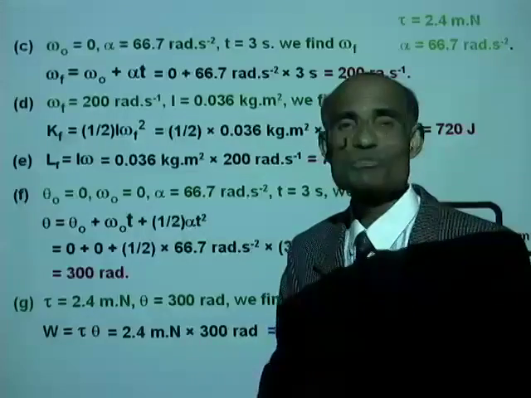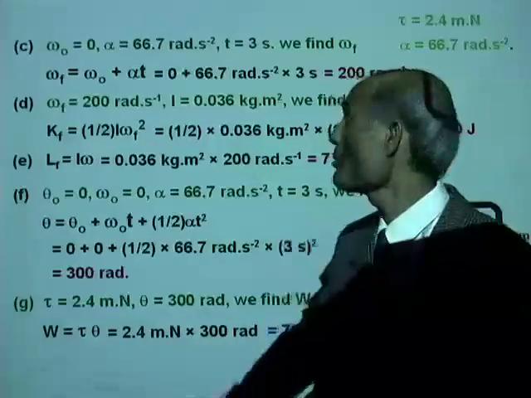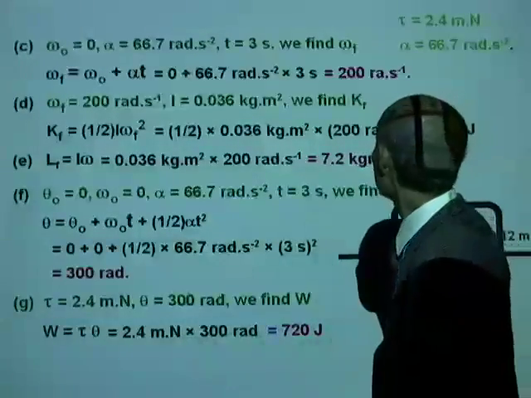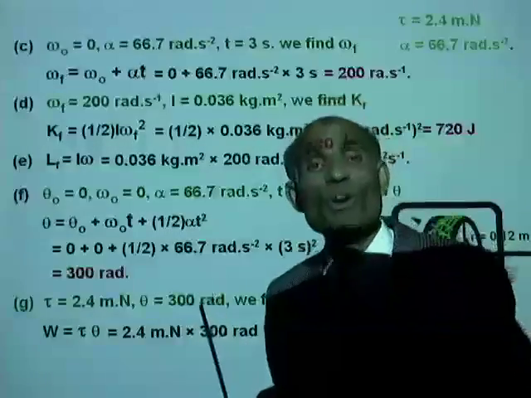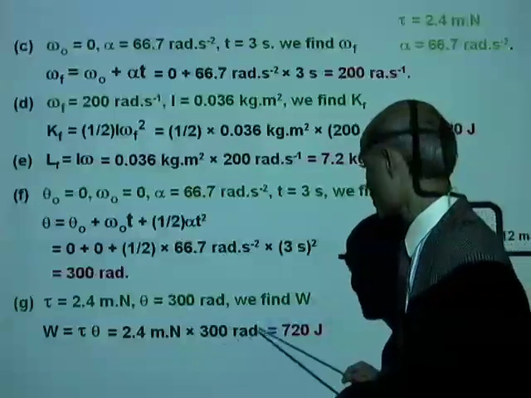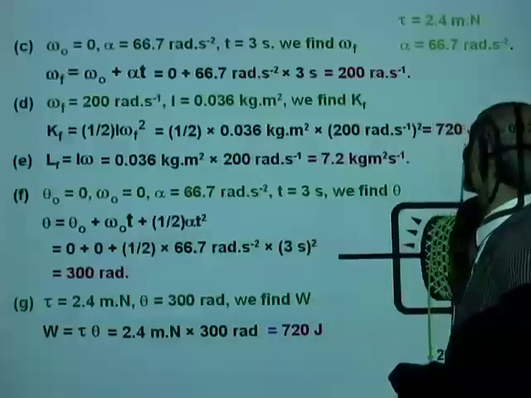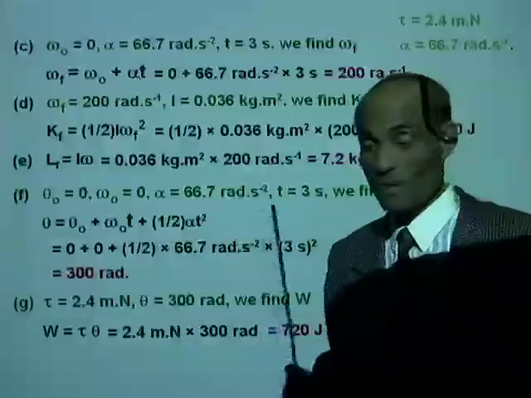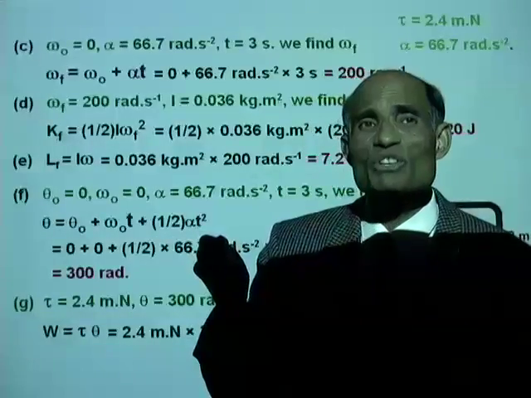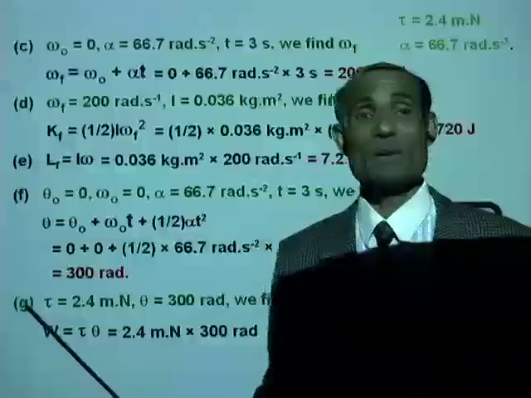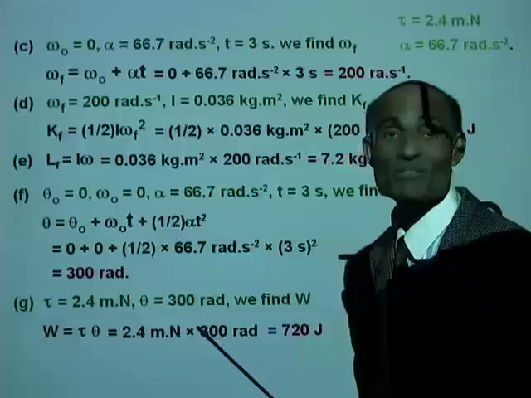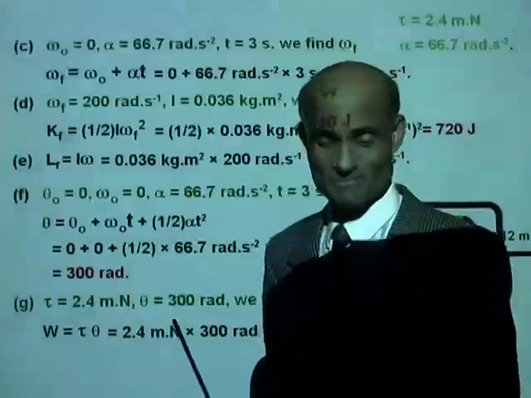Do you remember the kinetic energy we calculated? What is the kinetic energy amount we calculated? 1/2 I omega squared is 720 joules. Look at this. Kinetic energy is a measure of the work done to give the object a particular angular velocity. So the work done is a measure of its kinetic energy. Suppose I ask you, what is the amount of work that now needs to be done to bring this disk to a stop? The amount of work that needs to be done to bring it to a stop will be negative 720 joules.